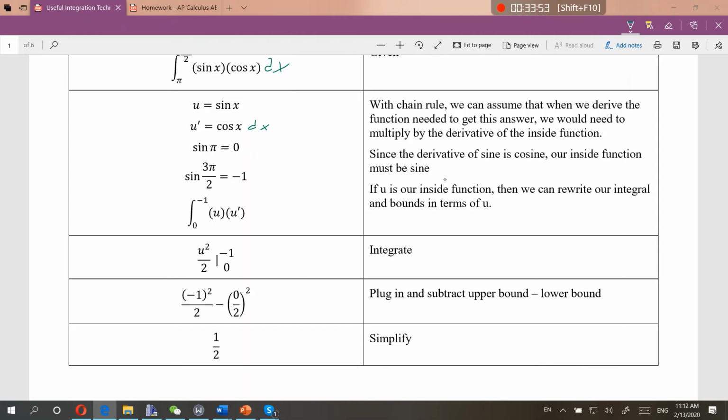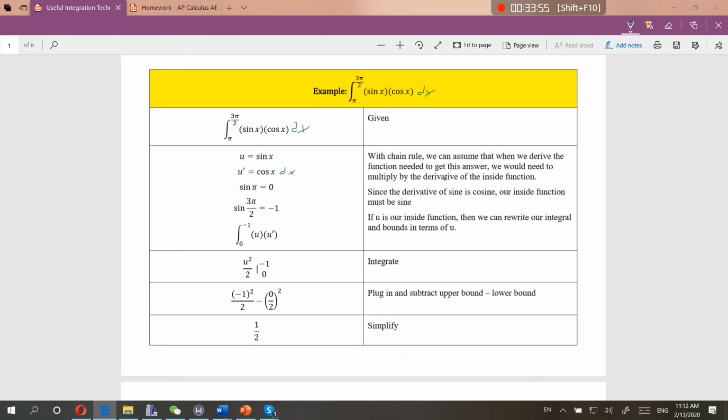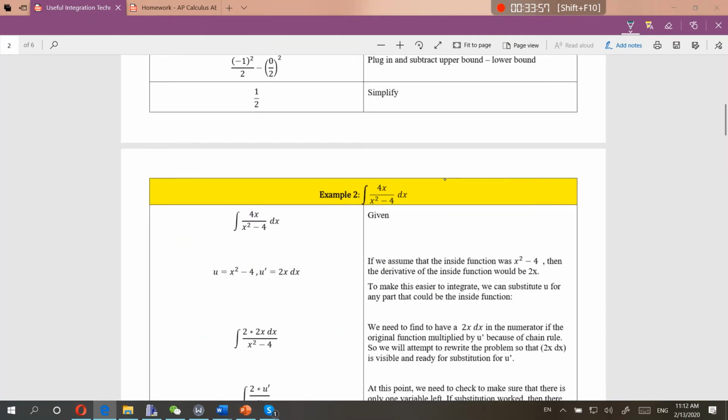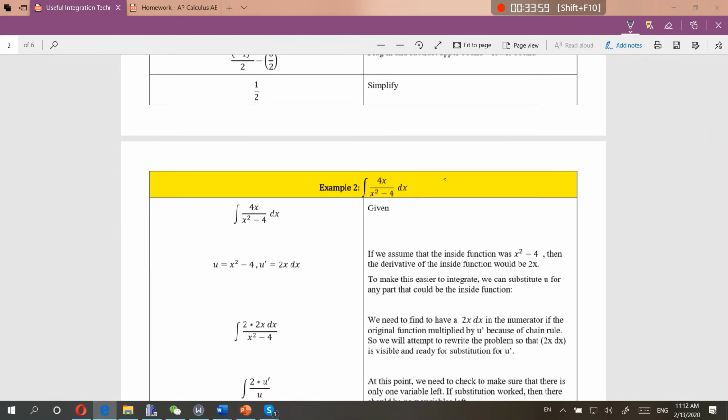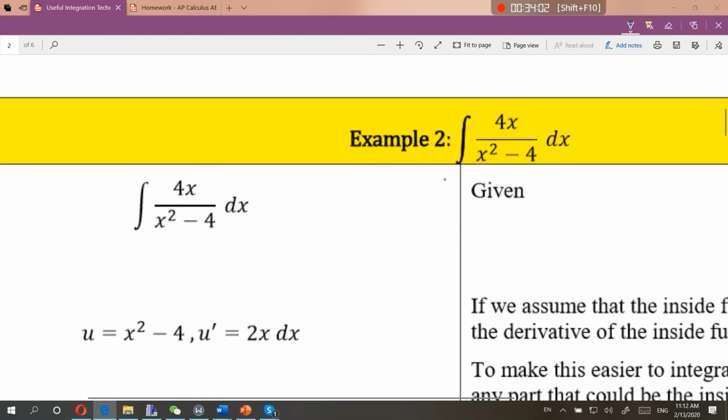Any questions on what we did for u-sub? No. Okay, I'm not going to run this one all the way through, but I am going to look at what my substitution is. So my substitution for this one must be the bottom part. That way my u prime would be on top.